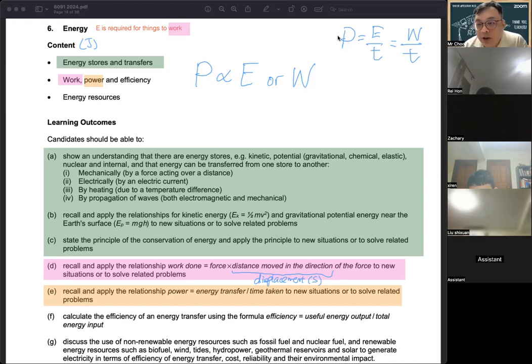Okay, Ray Hong and Shi Xuan, well done. How about Siren and Zachary? A and B do the same amount of work, but A did it in half the time as B. So who is more powerful? Okay, Siren, well done. How about Zachary?